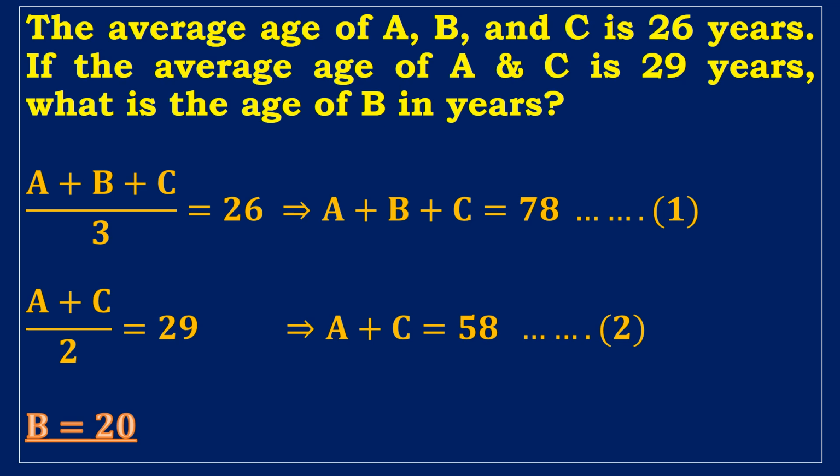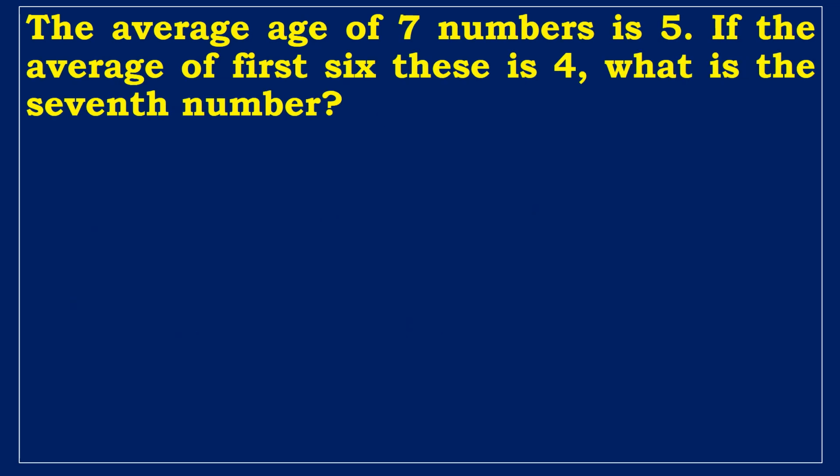Here is another example to help you understand the basic concept of averages. The average of 7 numbers is 5. If the average of the first 6 of these is 4, what is the 7th number? We can use the information provided to set up an equation to find the 7th number.